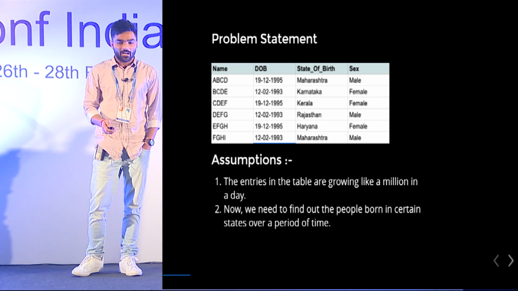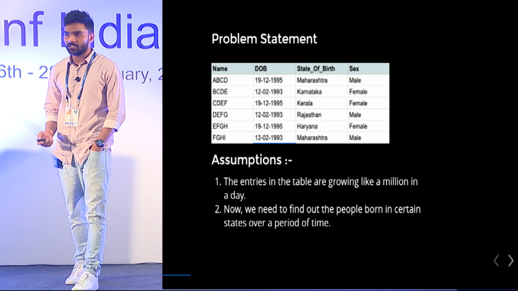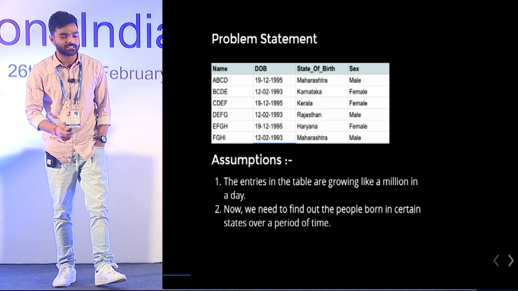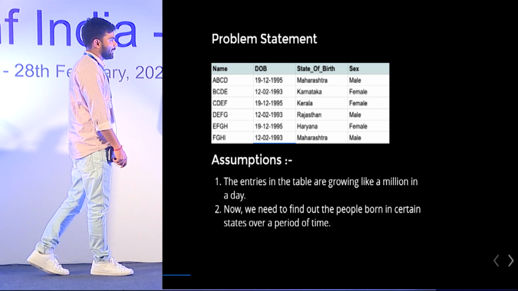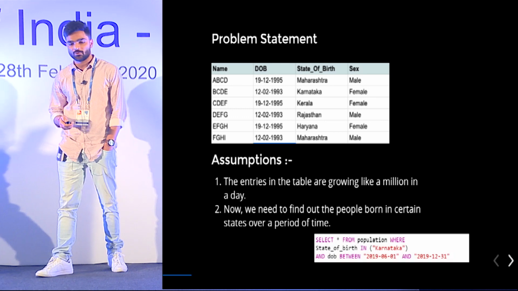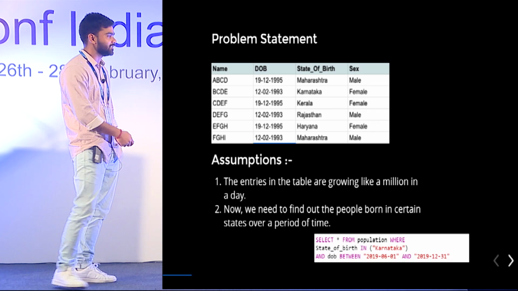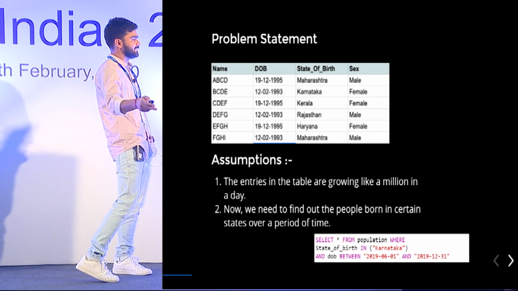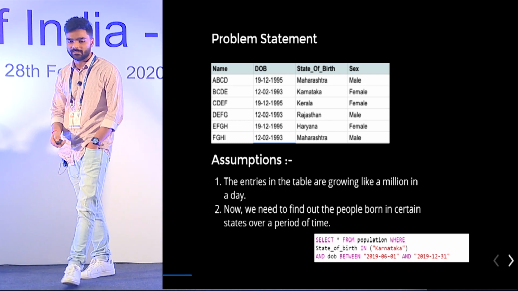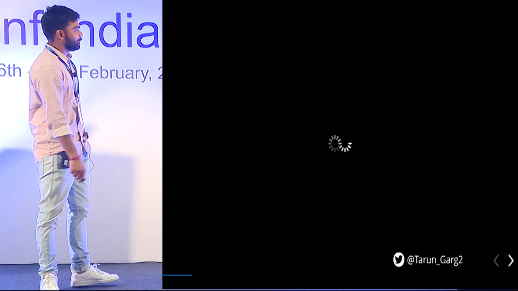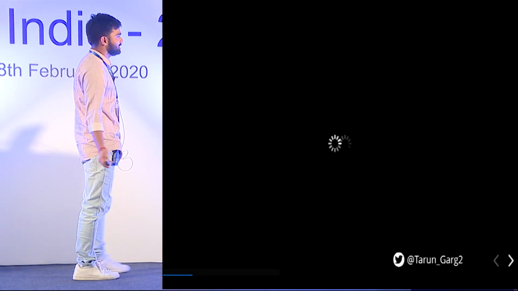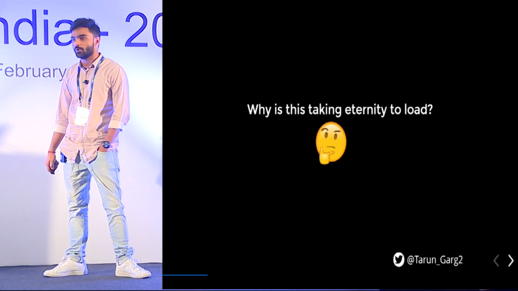in a day. Now we need to find out who are the people born in certain states over a period of time. In order to find that out, what do you usually do? You write a SQL query which goes something like: select star from population where state of birth in these states and date of birth between these time ranges. What happens after that is that this query takes eternity to load.